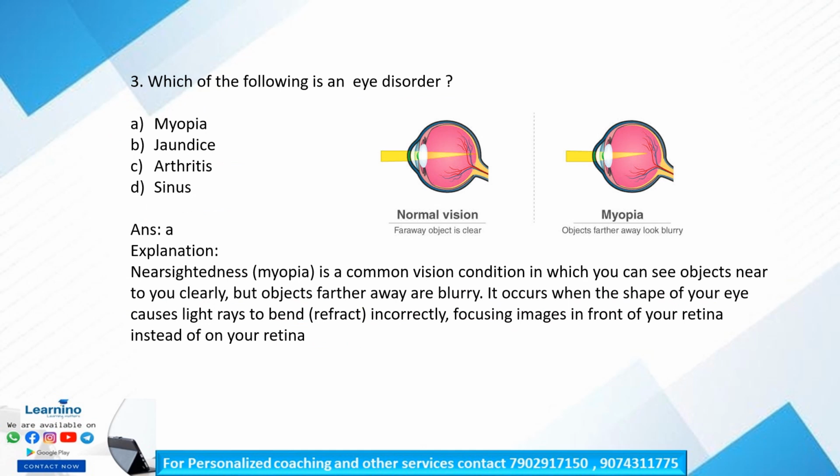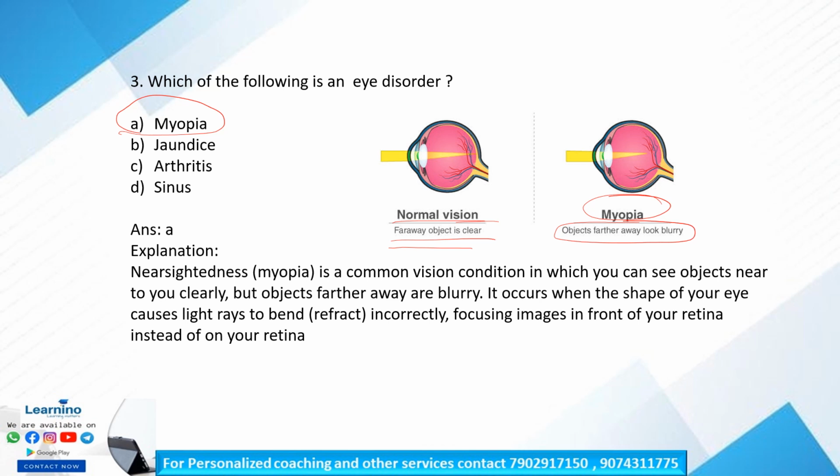Which of the following is an eye disorder? We have four options: myopia, jaundice, arthritis, and sinus. We all know that myopia is the eye disorder. Here is the figure for myopia. In normal vision, we can see faraway objects very clearly, but in myopia, objects further away look blurred. So the farthest images will be seen blurred in myopia. The opposite of myopia is hypermetropia.